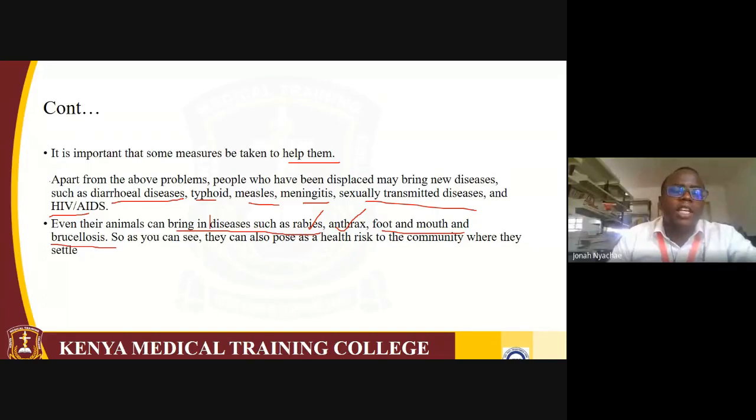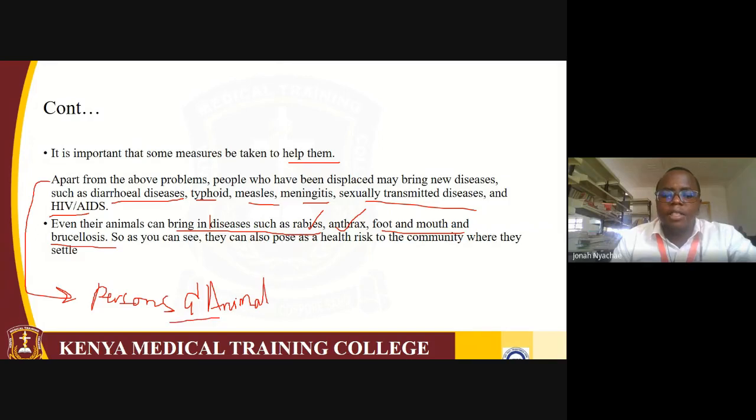So when you work with them, not only are you taking care of persons, but you are also taking care of their animals as well. That's why in those camps, before someone is admitted, if you are working with them as the healthcare worker, you have to screen them for diseases, screen them for diarrheal diseases, typhoid, because remember they are human hosts as well as animal hosts, so that you don't end up with an outbreak in a refugee camp.